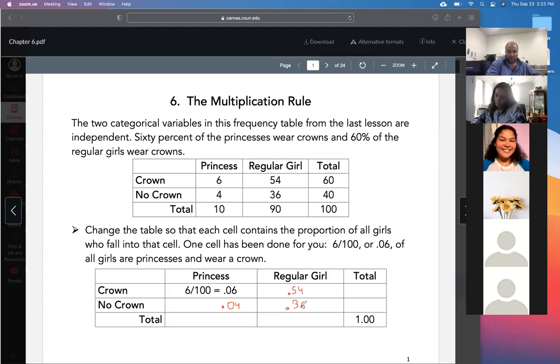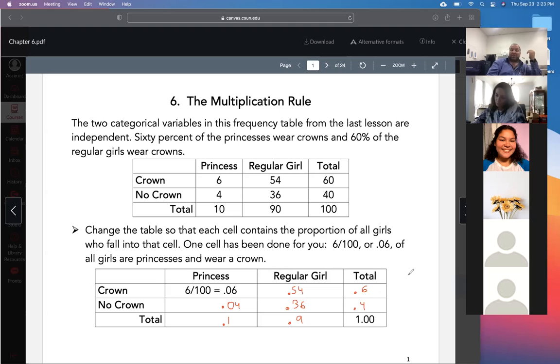And then, of course, I can compute totals. 0.06 plus 0.04 is 0.1. 0.54 plus 0.36 is 0.9. 0.06 plus 0.54 is 0.6. And this one must therefore be 0.4.